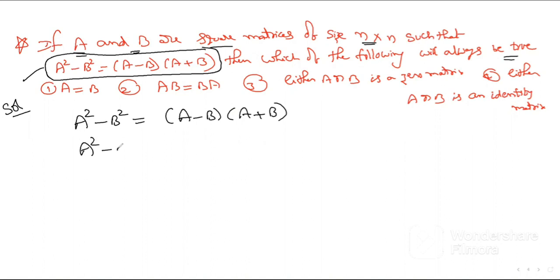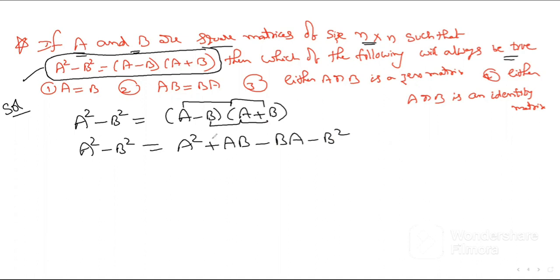First write A square minus B square. First we should multiply these two matrices. Here A multiplied to all, we get A square plus AB. Then after multiplying minus B to all, minus BA minus B square. Here both sides, A square as well as B square cancelled. Minus BA sending to the right side, we get plus BA. BA is equal to AB.